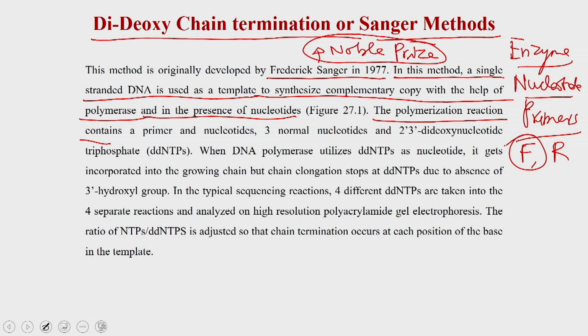So, in the polymerization reaction you have the primer and the nucleotides. The nucleotides you are going to add, you know that we have 4 different types of nucleotides: adenine, guanine, cytosine and thymine.